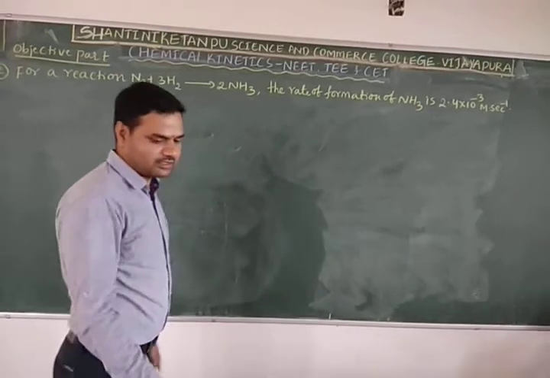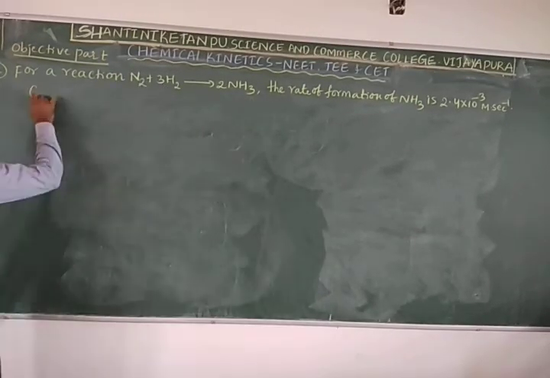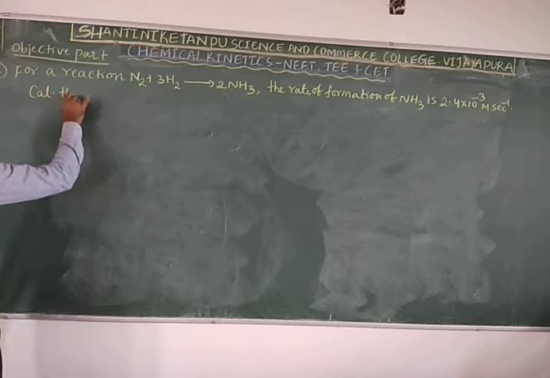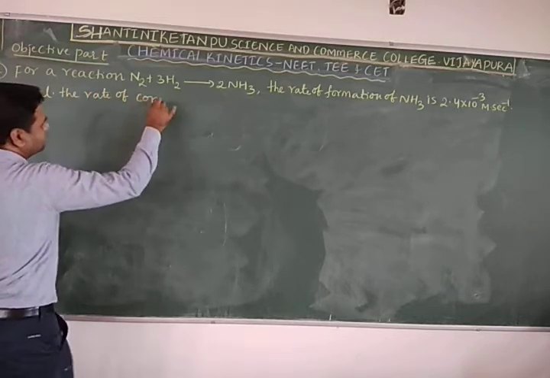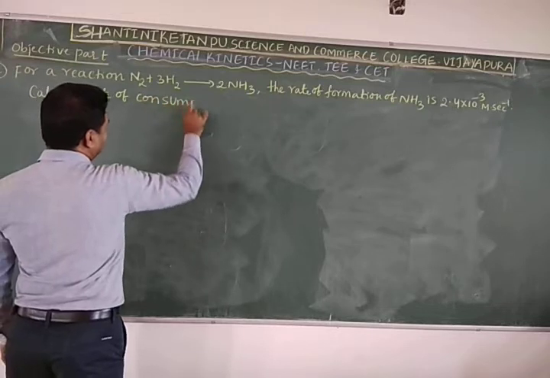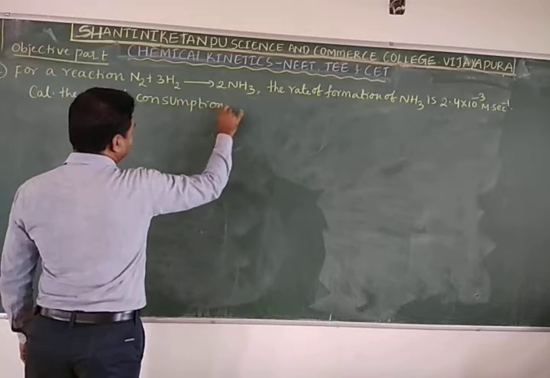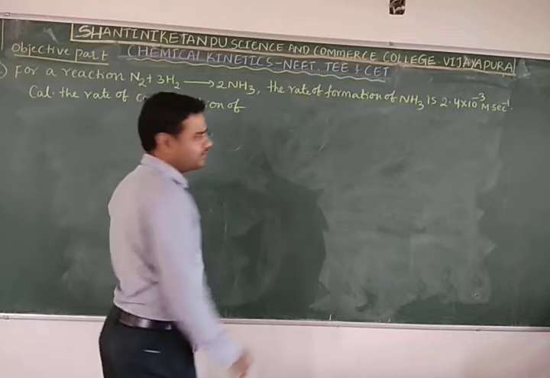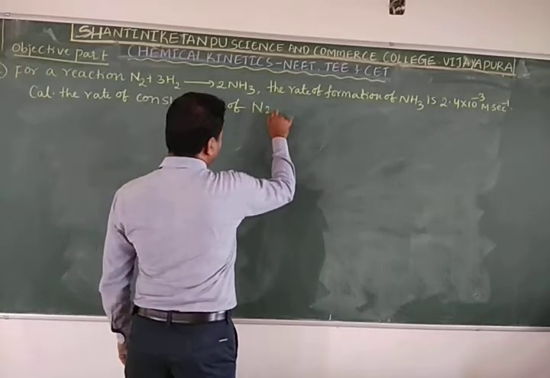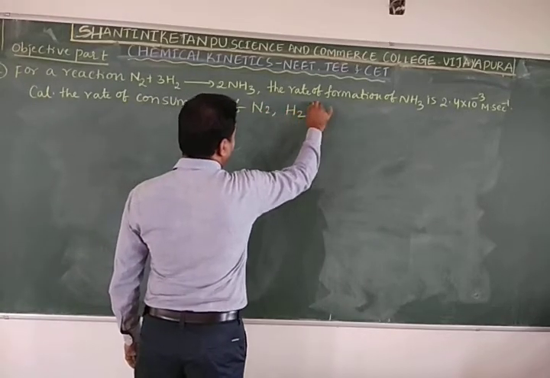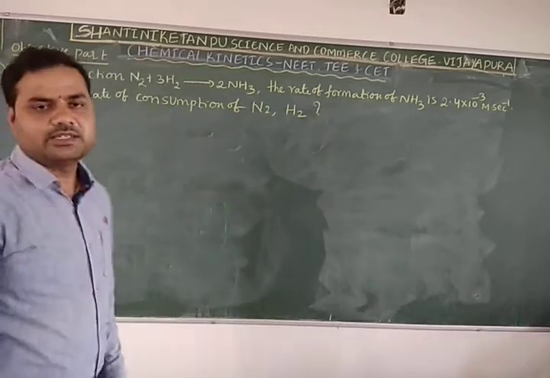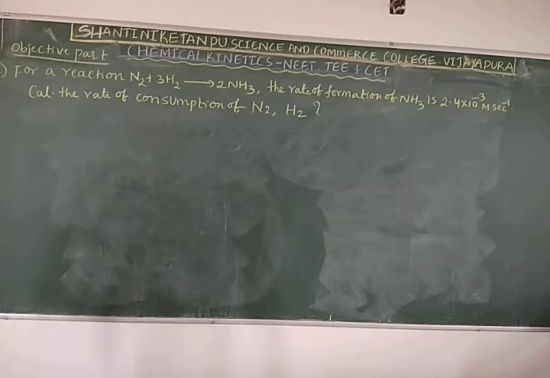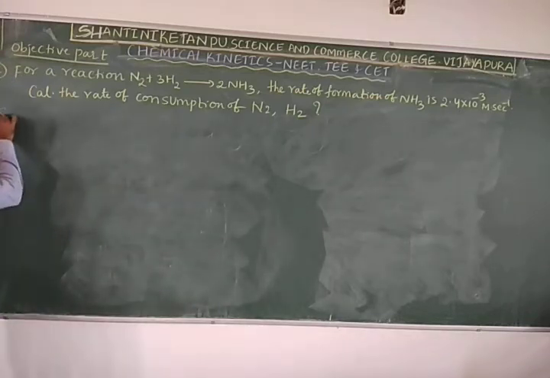The question is calculate the rate of consumption of nitrogen and hydrogen. Very simple question it is, as it is very similar to the previous question. First we are writing rate, right? So first we should write the rate.